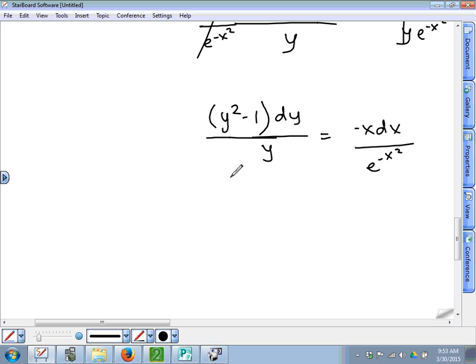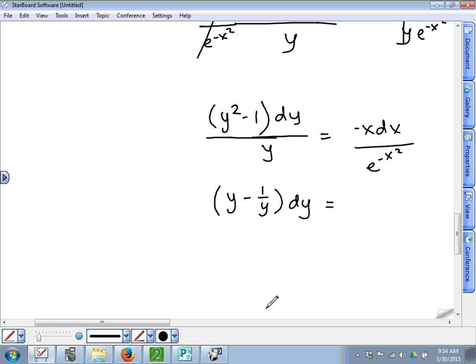Okay, so check this out. You guys ready? I've shown you this trick a few times. So you separated out the fraction. Did you guys see what happened here? What's y squared divided by y? Y. And then what's 1 over y? 1 over y.